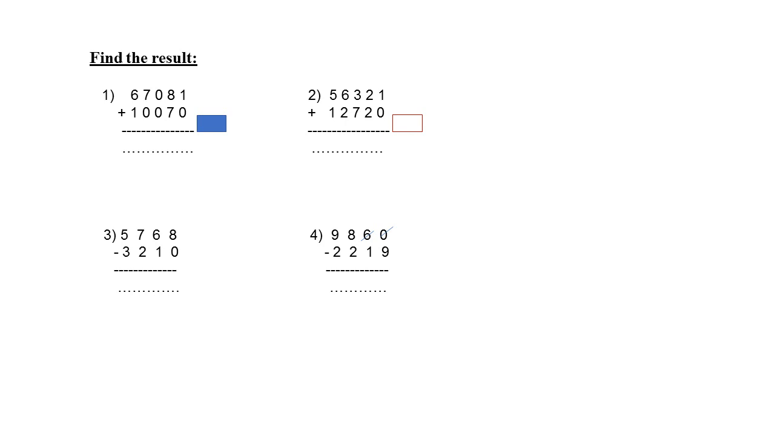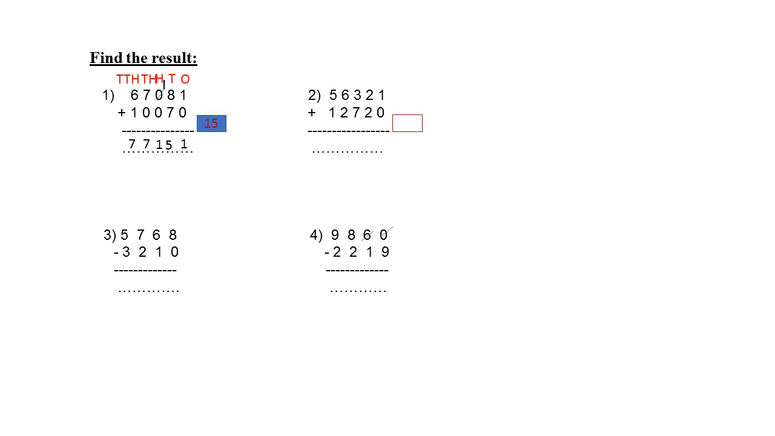The second question here is to find the result. Number 1, 67,081 plus 10,070. We must put the names of the houses first. Ones, tens, hundreds, thousands, 10,000 and 100,000. 1 plus 0 equal 1. 8 plus 7. If you put 8 in your mind, 7 on your hand, so the answer will be 15. Can I write here 15? Of course I can't. I will write 5 and carry up 1. 1 plus 0 equal 1, and again plus 0 equal 1. 7 plus 0 equal 7, and 6 plus 1 equal 7.